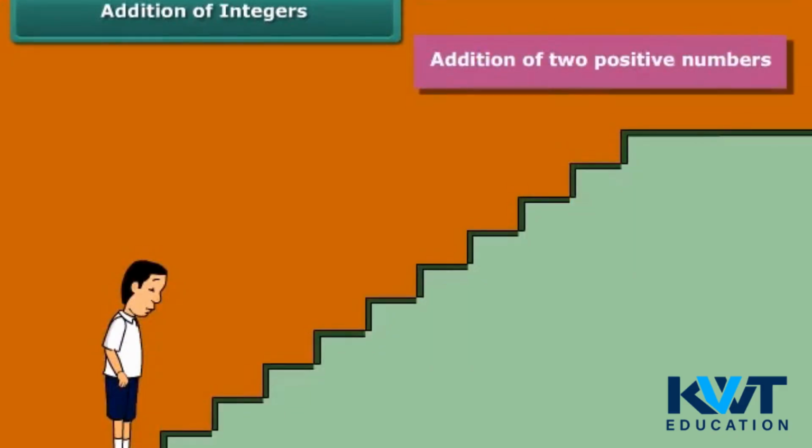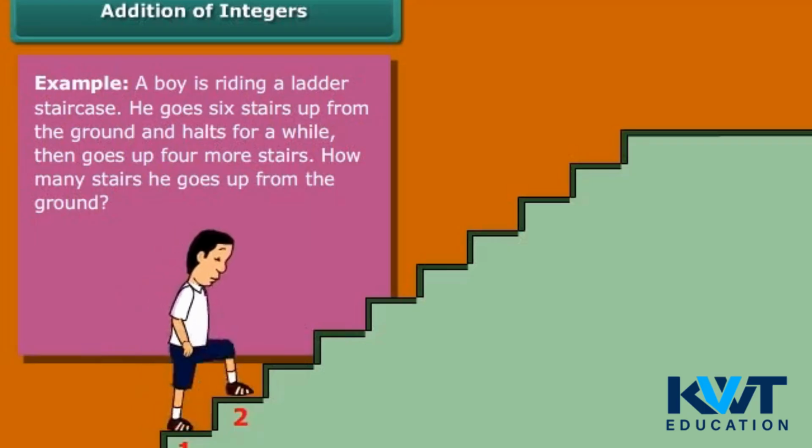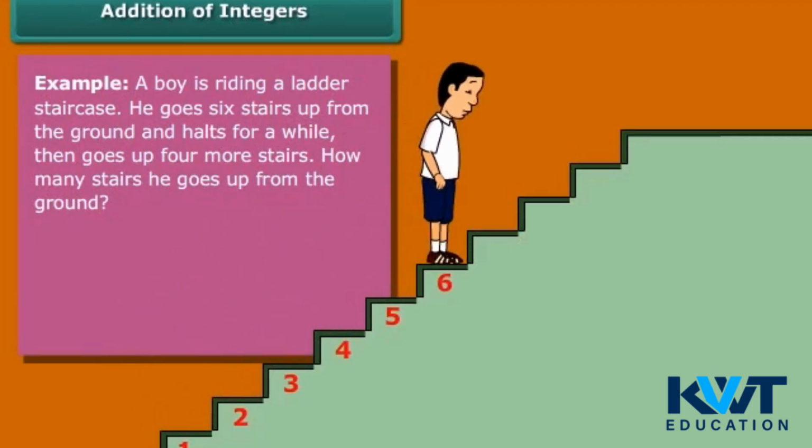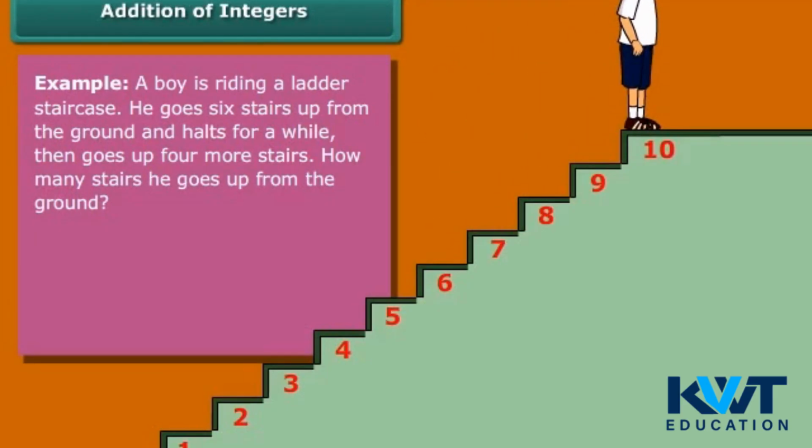Addition of two positive numbers. Example. A boy is climbing a ladder staircase. He goes 6 stairs up from the ground and halts for a while, then goes up 4 more stairs. How many stairs does he go up from the ground? +6 plus +4 is equal to +6 plus 4, which equals +10.